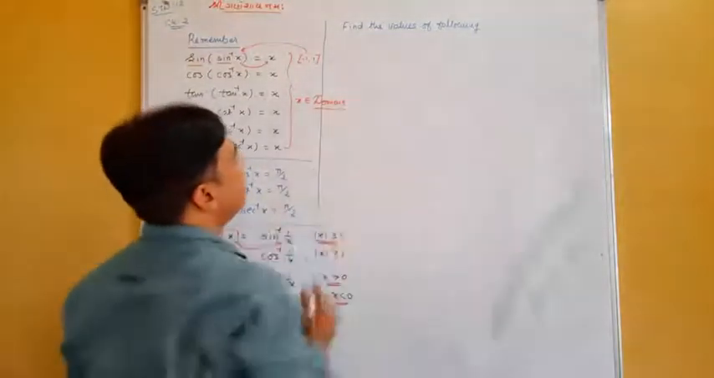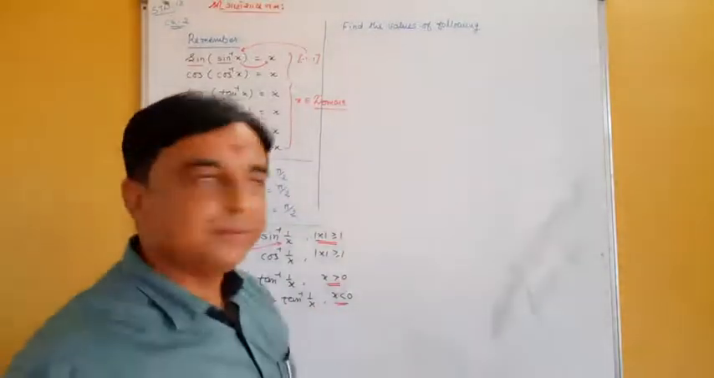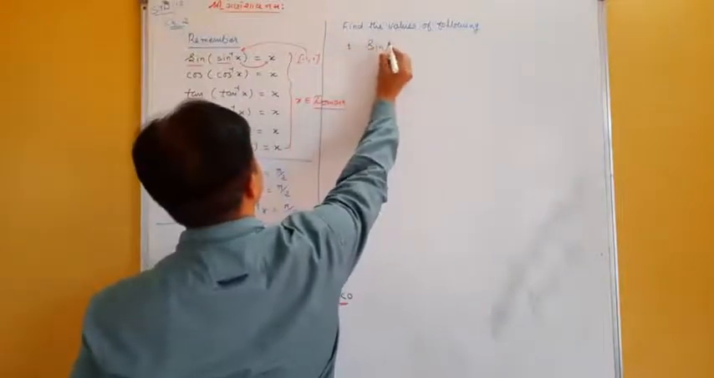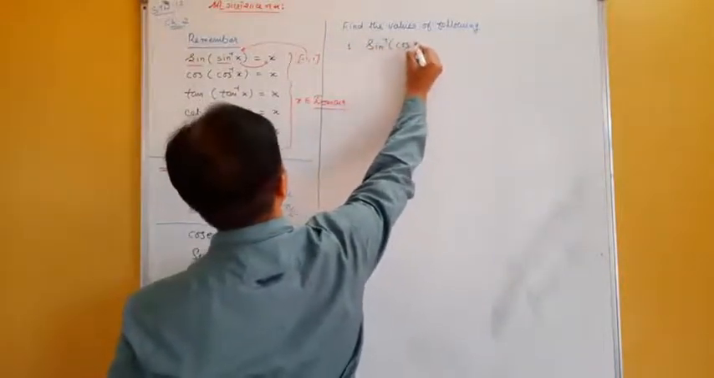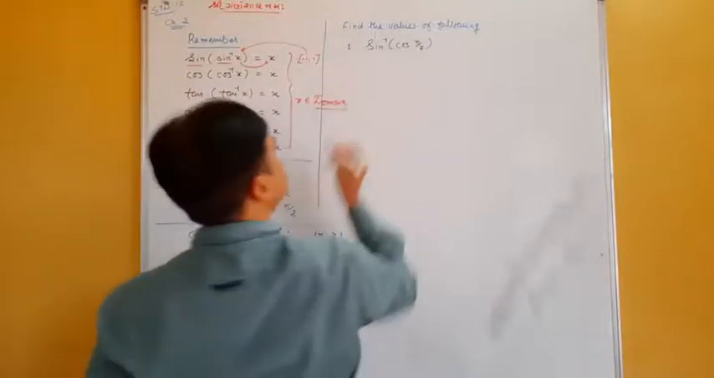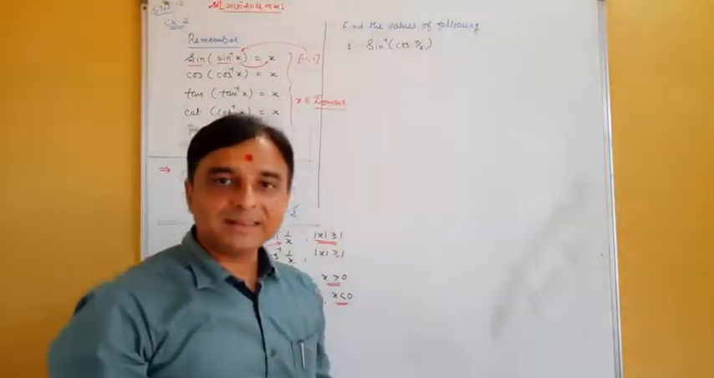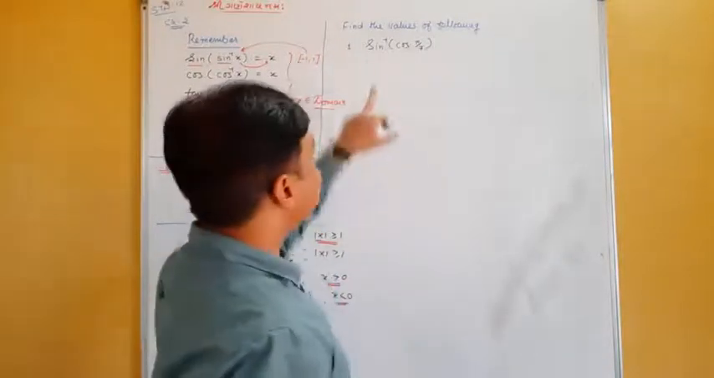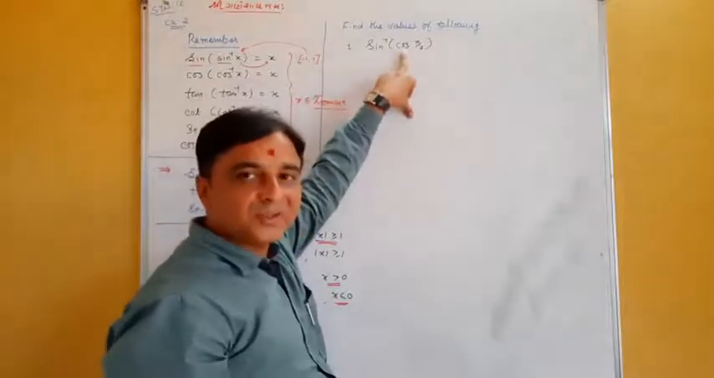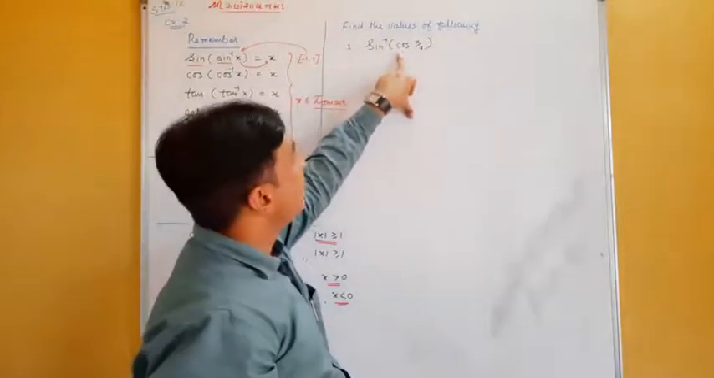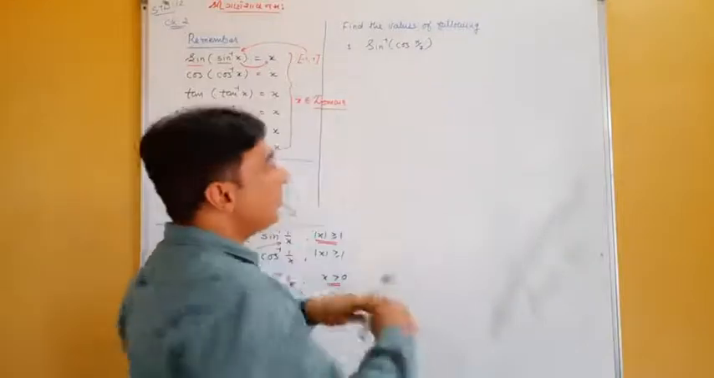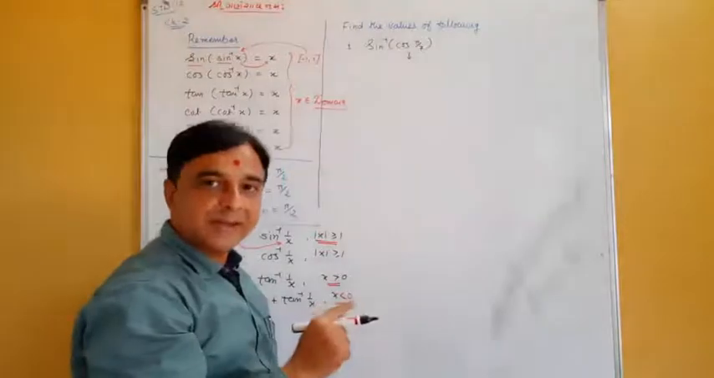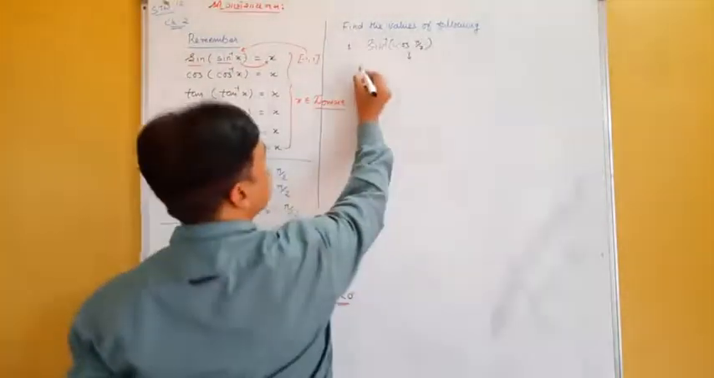Now find the values of the following functions. Let's take the first one. Suppose it is sin inverse cos pi by 7. In the last lecture we discussed this type of question, but there it was sin inverse and sin. Here we have been given cos pi by 7. So in that case we have to convert this cos into sin. Then we can cancel sin inverse and sin.